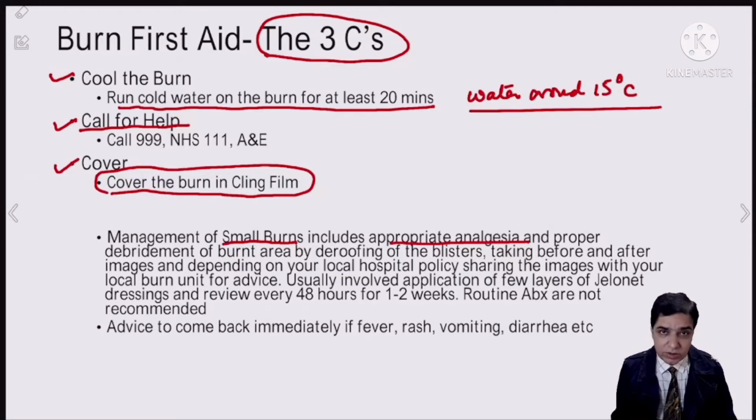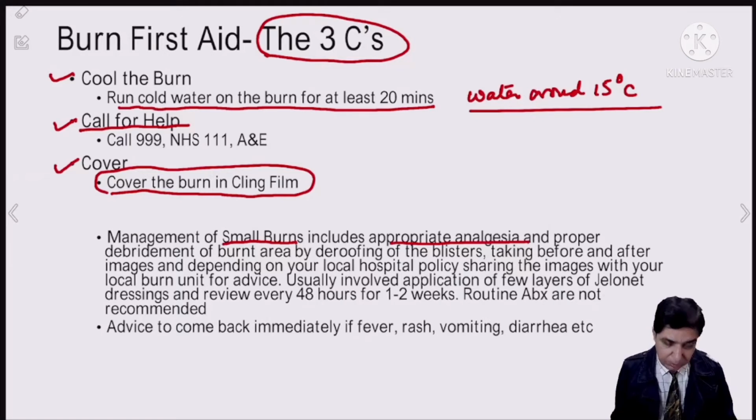It's also very important that you take proper images. Whenever there is a burnt area, before you start anything, you need to take the images, because those images can be used by the tertiary burn center to assess the burns and give you appropriate expert advice. It might also be very important, especially in cases where there are doubts around the cause of the burns, like non-accidental injuries. In that case, these photos would go a long way in determining how this injury happened.